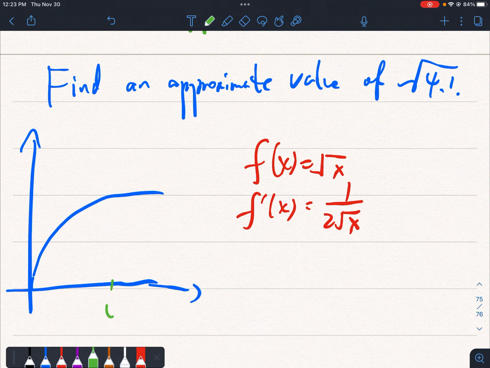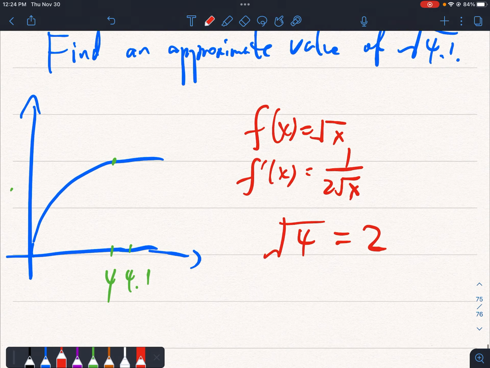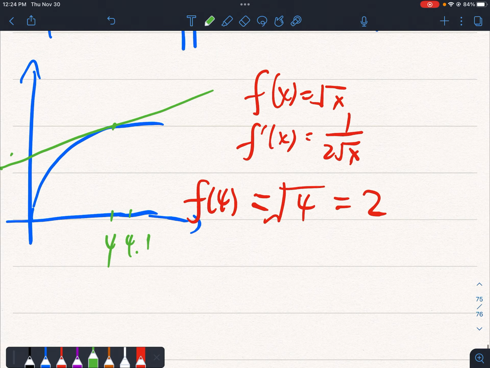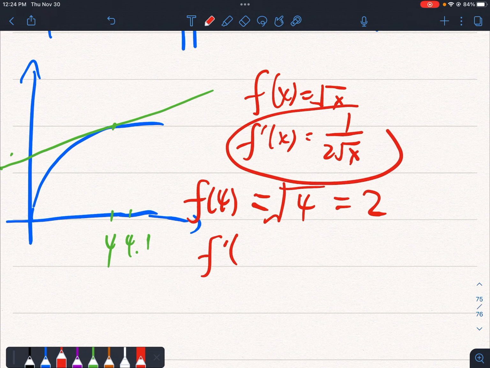Okay, so this is the correct graph by derivative, and now we want to look at 4. Let's say 4 is here. Then we want to find a value at 4.1. We don't know what the square root of 4.1 is, but we know the value of the square root of 4, which is equal to 2, right? So this is f of 4. We want to find a value at 4.1, but we don't know how to compute the square root of 4.1, which means we will use the tangent line.